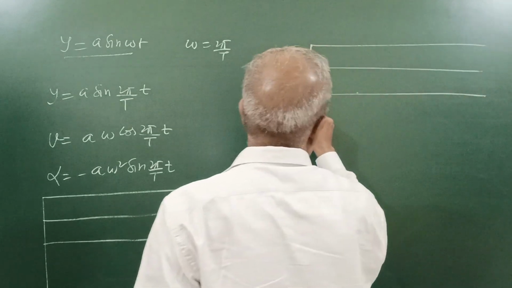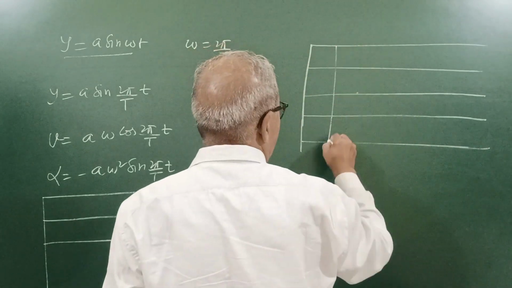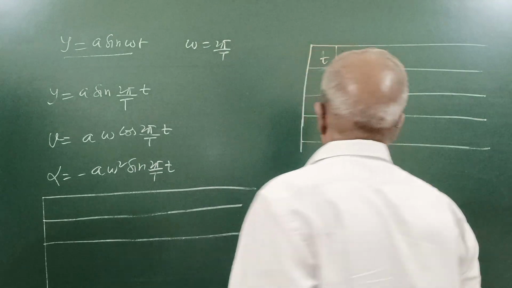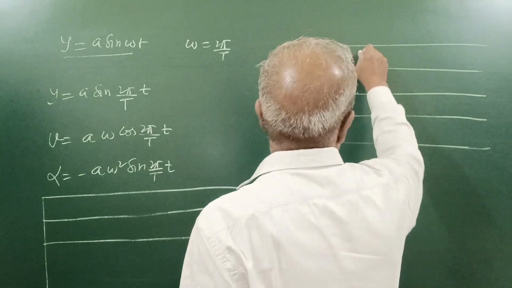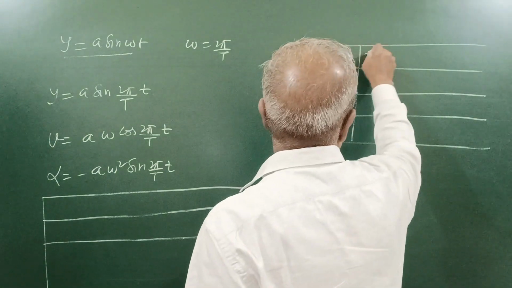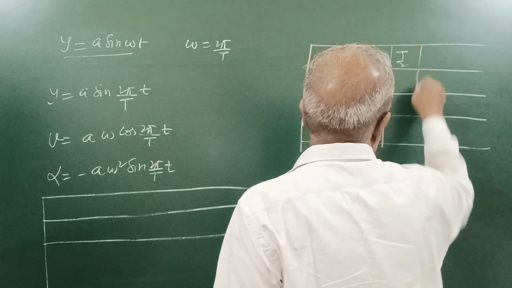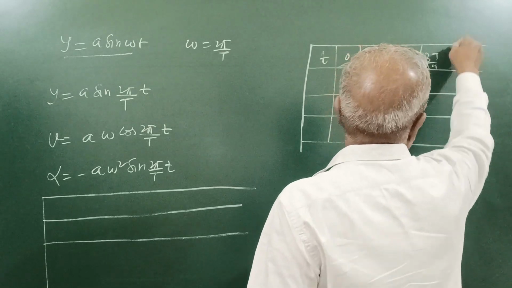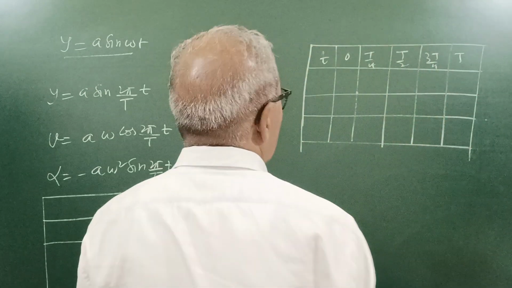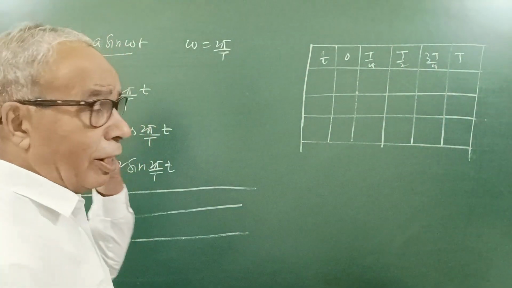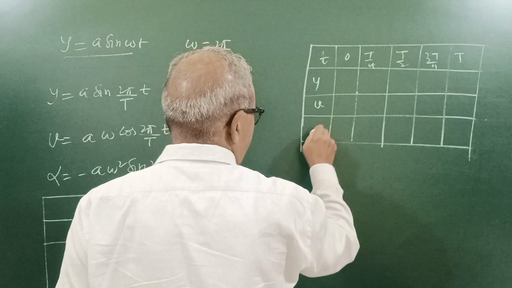This is very important. In class 12 you will get so many things which are in the form of simple harmonic motion. That is, the electric current we are using is alternating current, and that keeps on changing periodically with time. So here time 0, T by 4, T by 2, 3T by 4 and T. I have taken these values of time especially because at these times the value of sin and cos will be 0 or maximum. Here y, here v, here alpha.